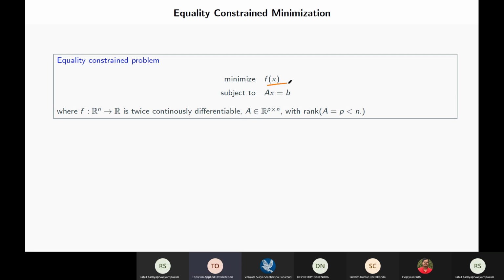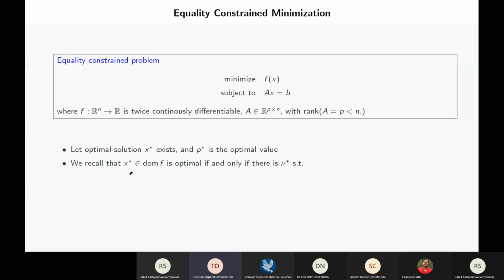Let us focus on this equality constraint problem. For instance, minimize f(x) subject to Ax equals b, where f is twice continuously differentiable. Let x star exist and p star be the optimal value, and recall that x star is in the domain of f. So this is the optimal point and this is the optimal value, right?